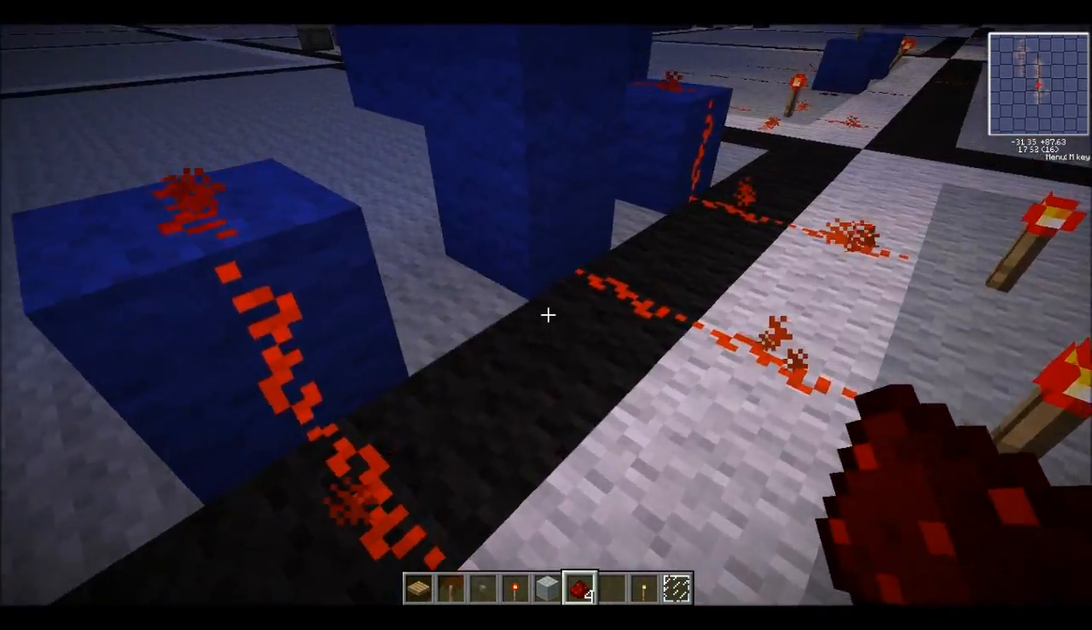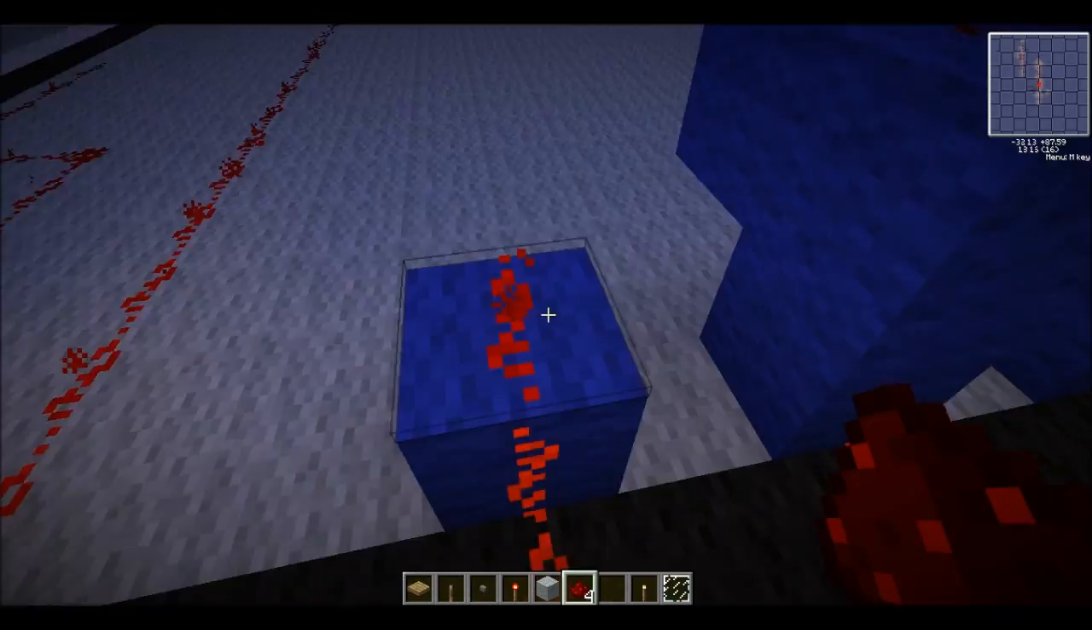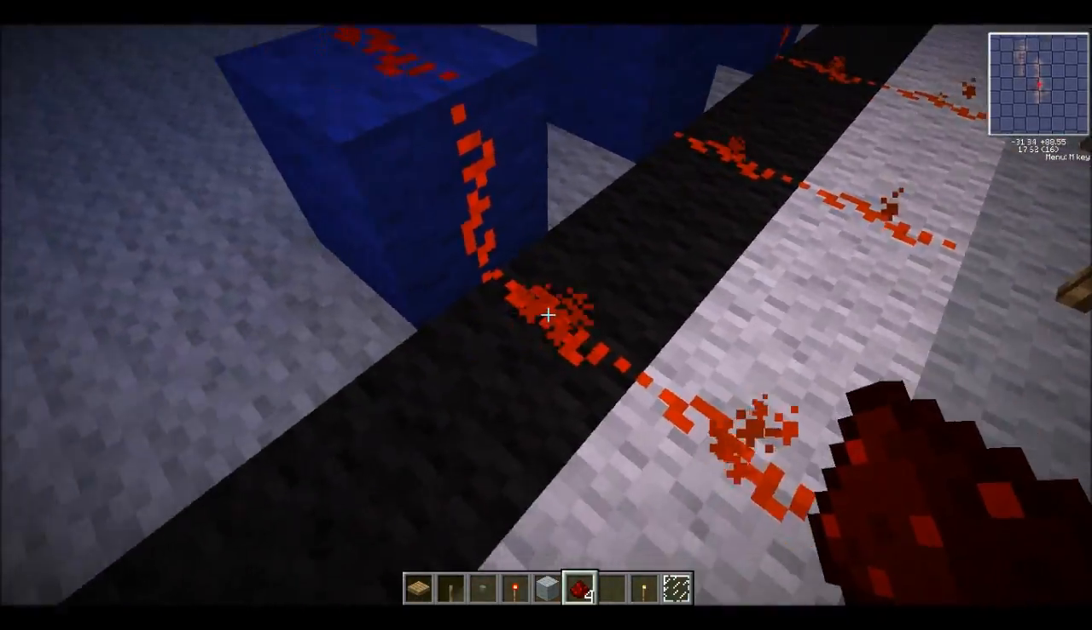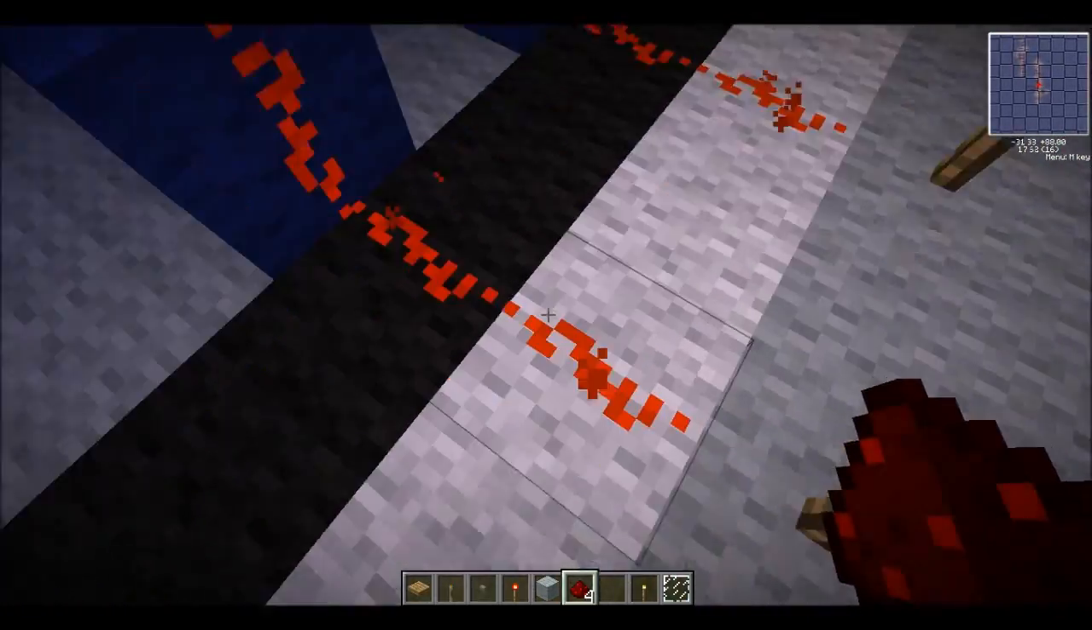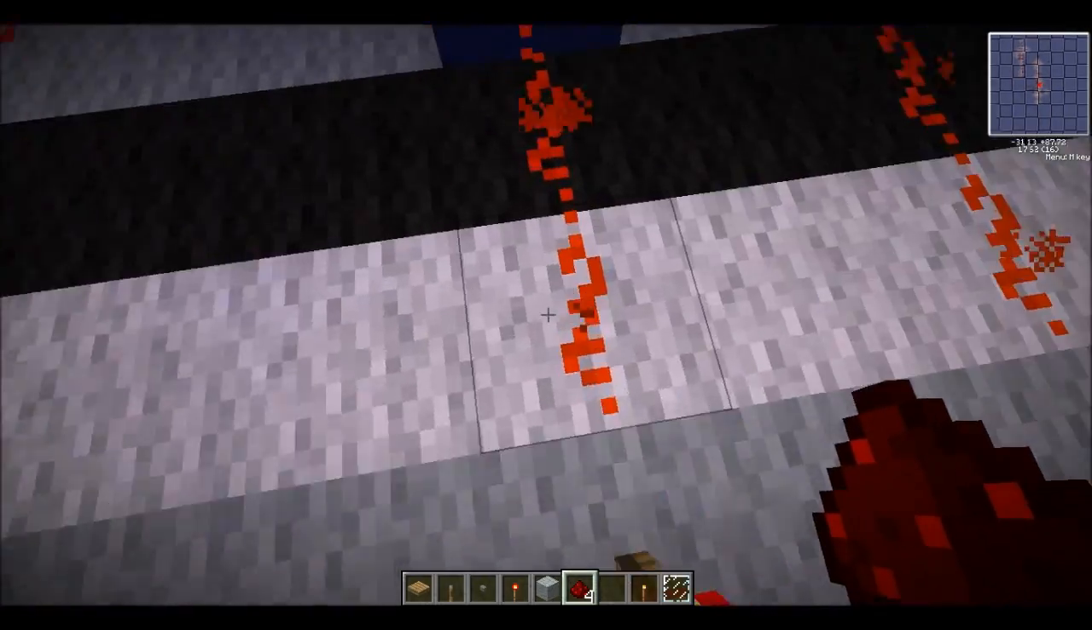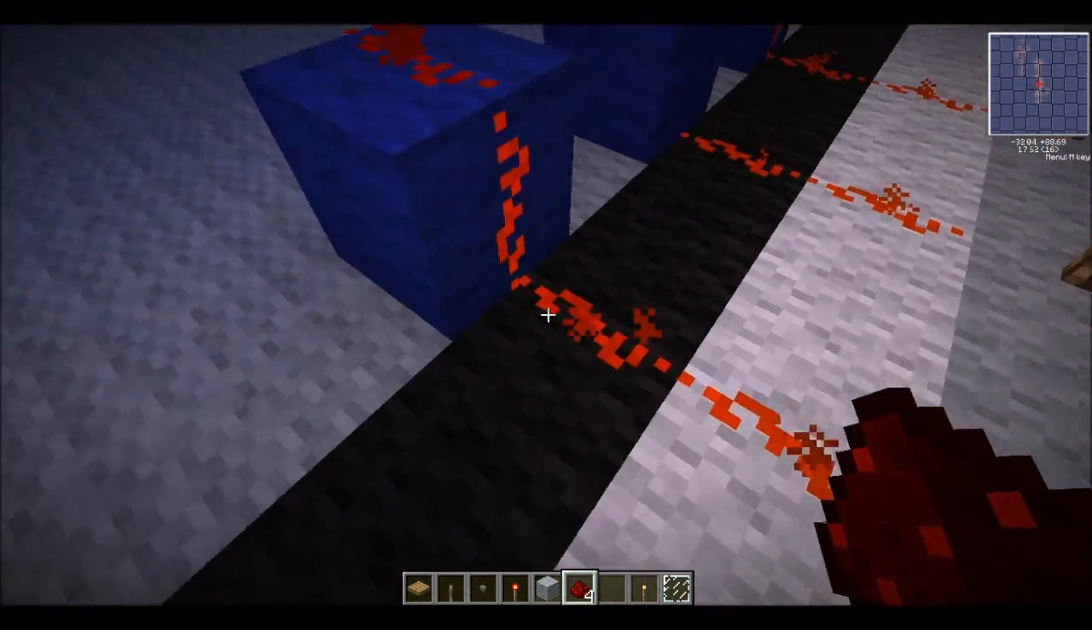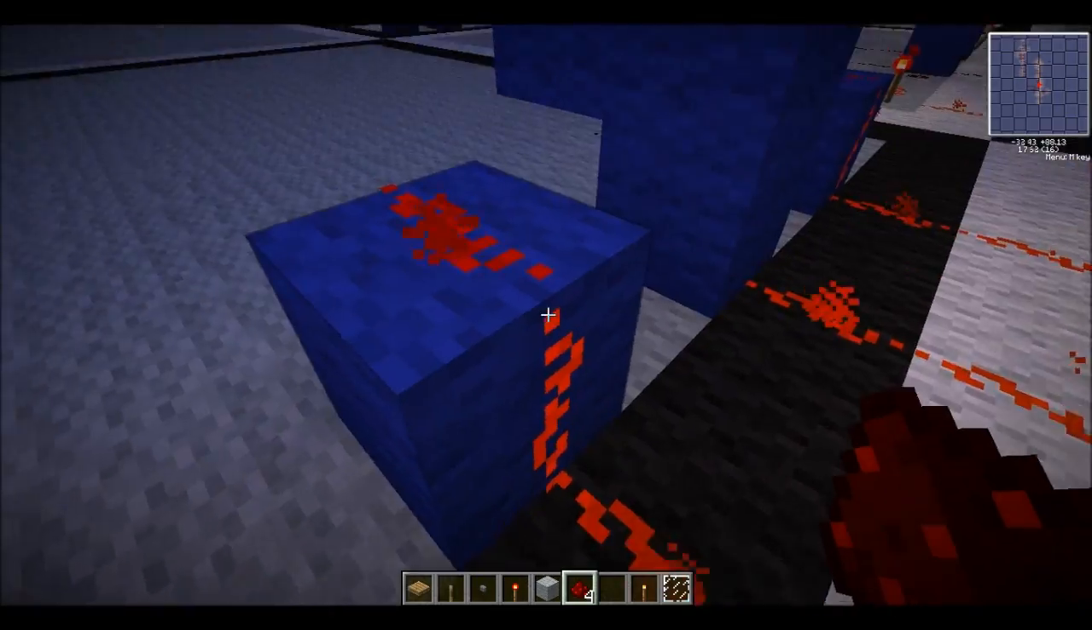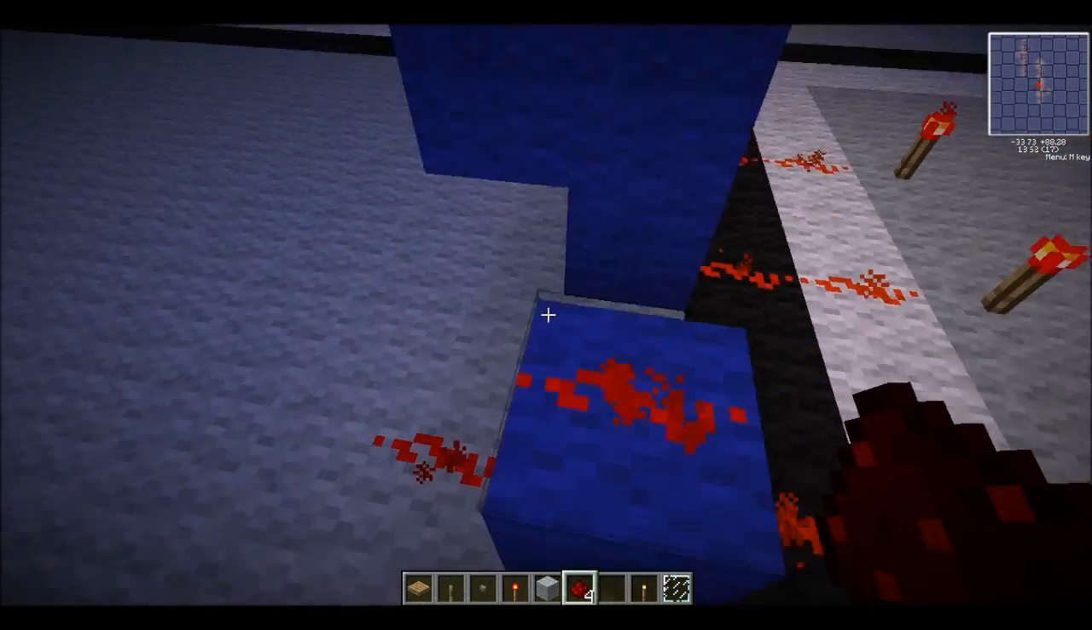Redstone behaves in a few particular ways. There are a couple ways it can travel and a couple ways it cannot. It can go up 1 block at a time. So if this is my power source and power is coming out of this redstone, the redstone will come up and over this block and back down the other side, 1 block at a time.